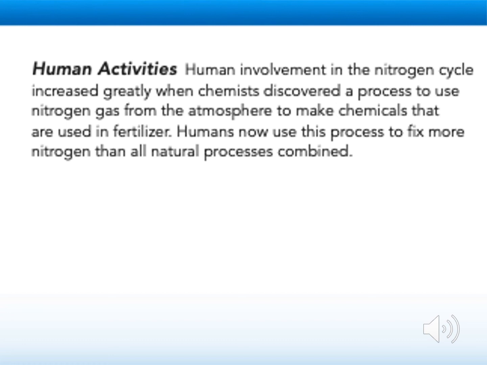Human involvement in the nitrogen cycle increased greatly when chemists discovered a process to use nitrogen gas from the atmosphere to make chemicals that are used in fertilizer. Humans now use this process to fix more nitrogen than all natural processes combined.